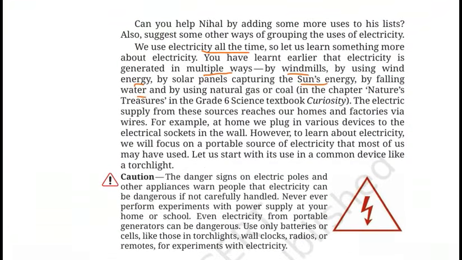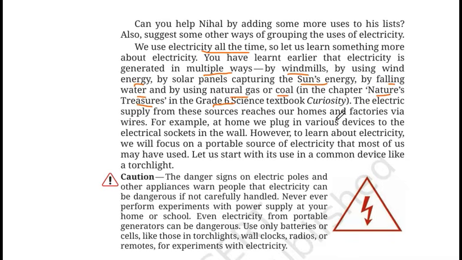So what are the ways of generating electricity? Firstly, we learnt about windmills that use wind energy to generate electricity. We have solar panels that use solar energy to generate electricity. Then we have falling water that uses the force of water to generate electricity, that is hydroelectricity. And then by using natural gas or coal, we can also generate electricity. So all this, where did we learn? We learned in Nature's Treasure in class 6. Okay, now we are in class 7. So we will be learning something beyond that.